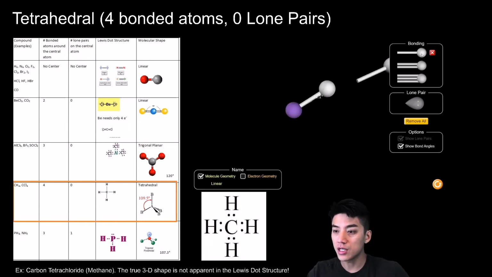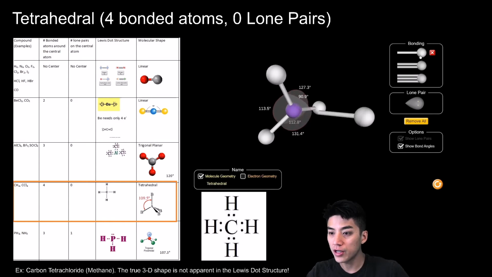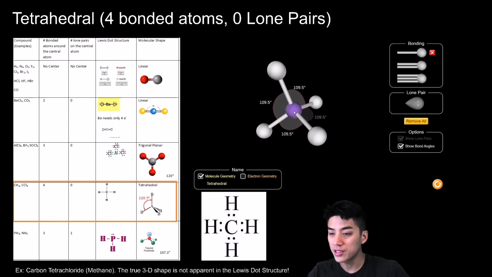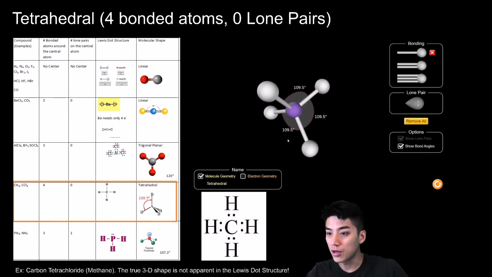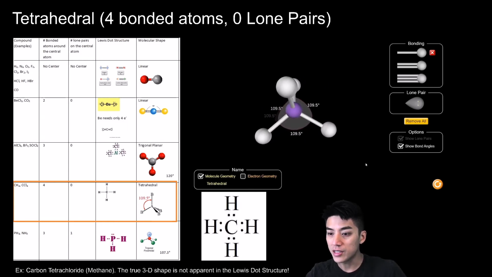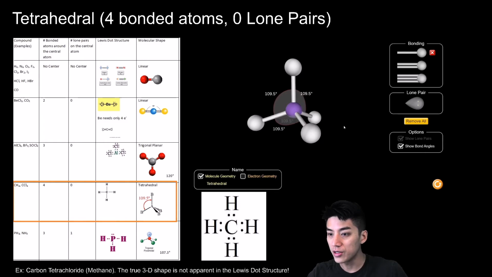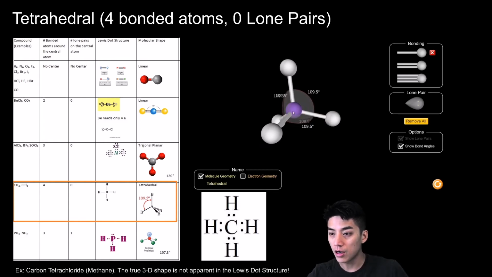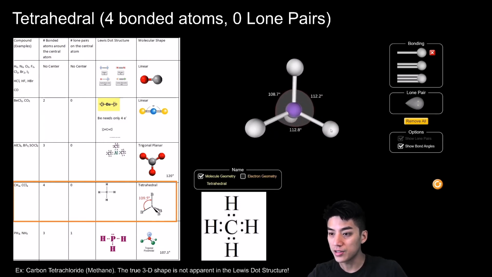This shape here is called tetrahedral, so it's got 4 bonded atoms and no lone pairs around the center. The bond angles are 109.5 degrees, and examples would be CH4, or carbon tetrachloride, carbon tetrahydride. This one here is methane.